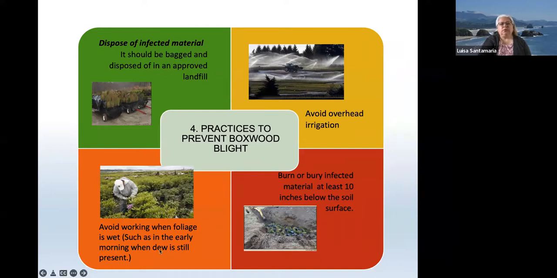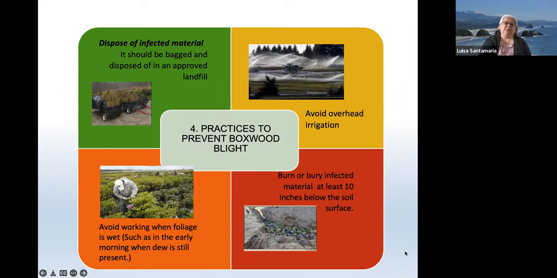Also, avoid having workers visit the plants when they are wet, because with the water, the spores spread really easily and will be sticky on the clothes. And we will never recommend doing monitoring when the plants are wet.